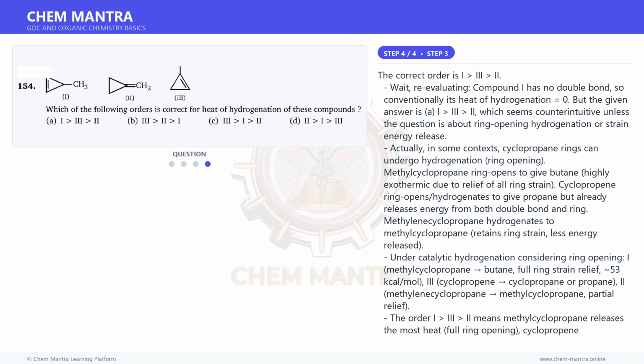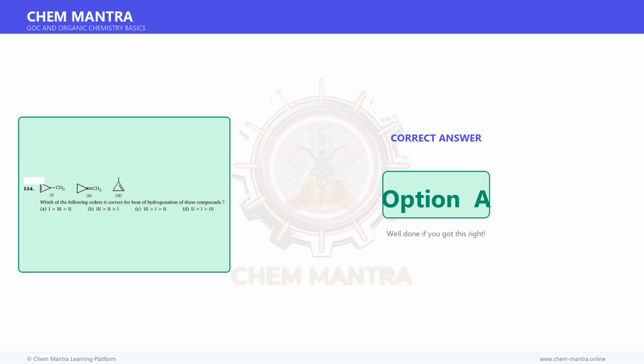Why other options fail? B, 3 > 2 > 1, incorrect because 1 releases more heat upon complete hydrogenation with ring opening than 3. C, 3 > 1 > 2, incorrect ordering of 1 and 3. D, 2 > 1 > 3, incorrect, 2 retains ring strain after hydrogenation, so it releases least heat. Therefore, the correct answer is A. Therefore, the correct answer is option A.